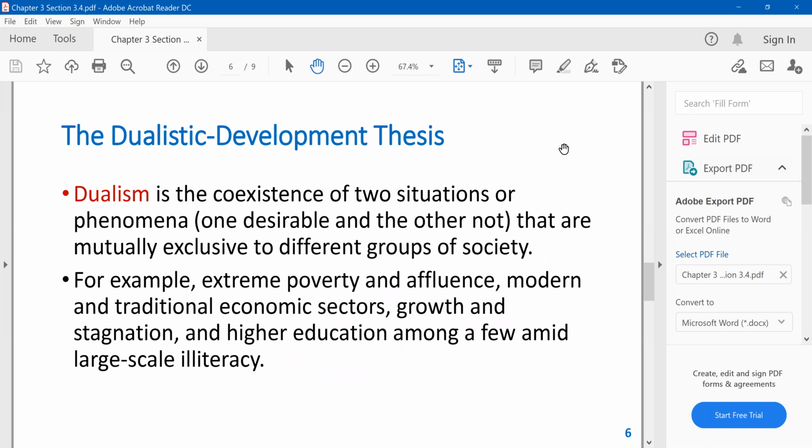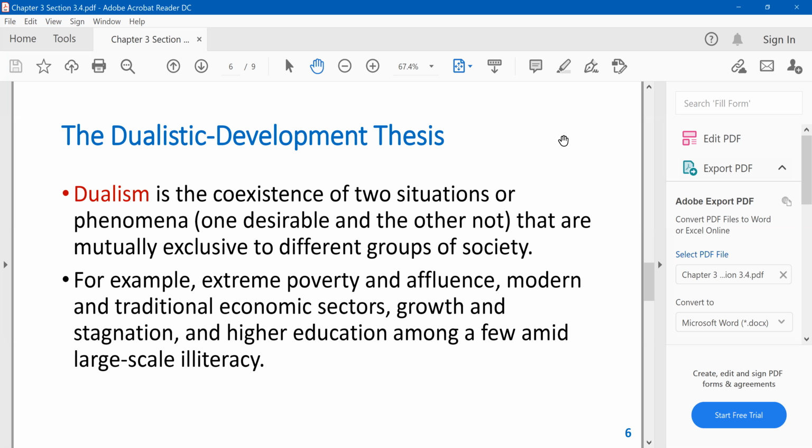The third thing we are going to discuss is dualistic development. Okay. Now we define duality as the coexistence of two situations or phenomena, one desirable and the other not, that are mutually exclusive to different groups of society. Let's compare these things. For instance, you have in a country extreme poverty and affluence. Some people in the country live good lives, higher standards of living, higher incomes, and some other section, which is possibly larger, are living in extreme poverty.